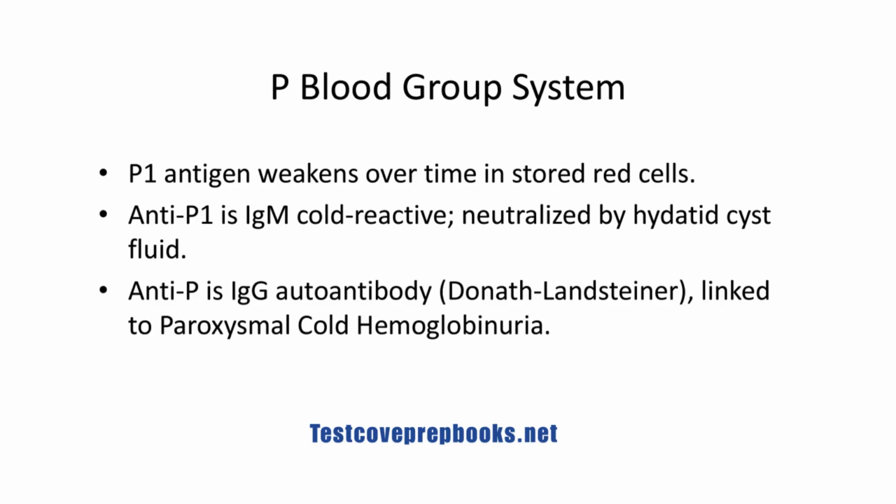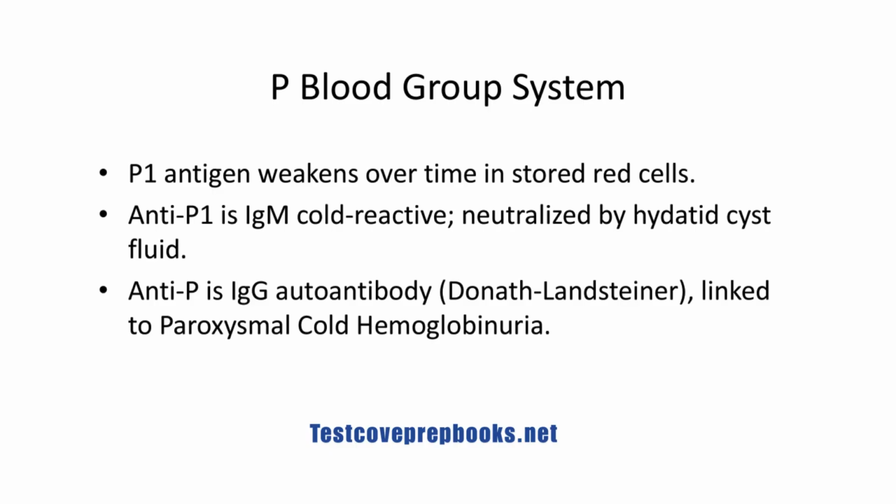The P blood group system. The P1 antigen is known to weaken over time when red blood cells are stored. This deterioration can affect testing and antibody detection. Antibodies in the P system include anti-P1, which is an IgM cold reactive antibody. It does not react with all P antigens and can be neutralized using substances found in hydatid cyst fluid. This neutralization helps reveal other clinically significant alloantibodies that may be masked.